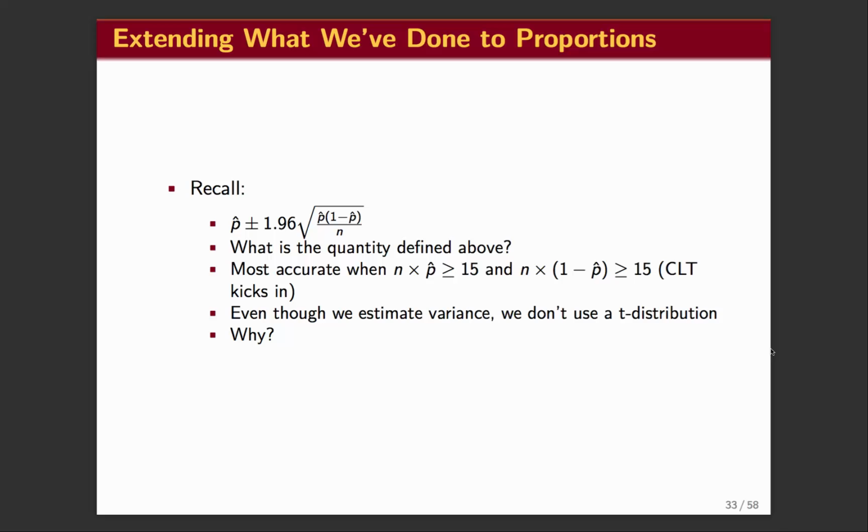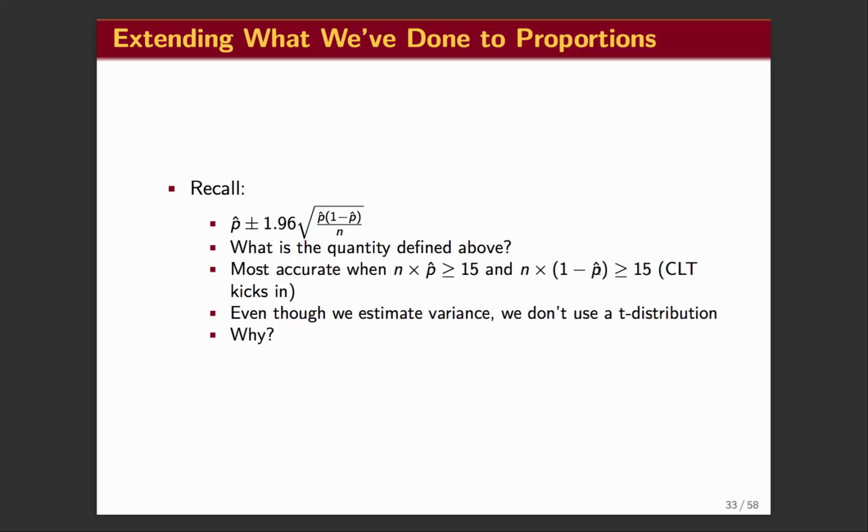Question? With p hat, it's a percentage. Say you're doing male and female, does n have to be the combination, or n for each? Say it again? With the coin flipping, if you had, say, 0.4 heads, you're looking for n of just successes, you're not doing the combination?